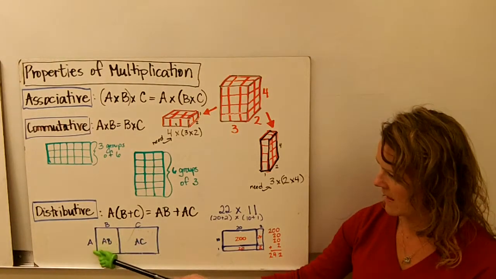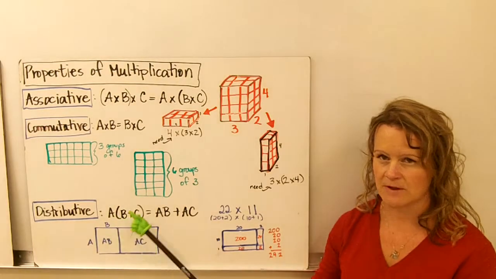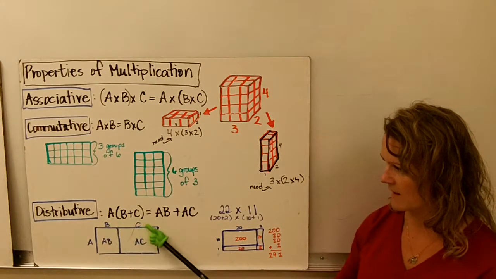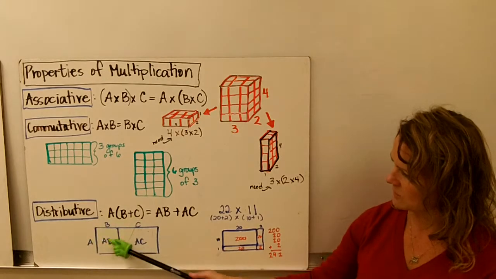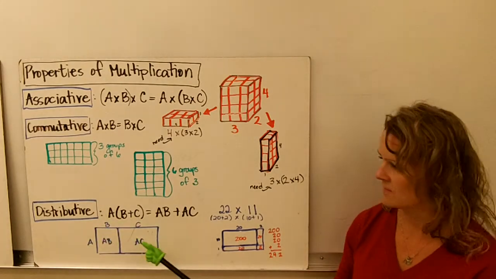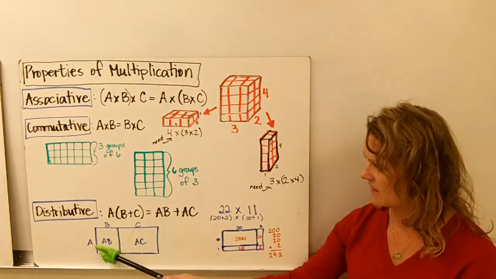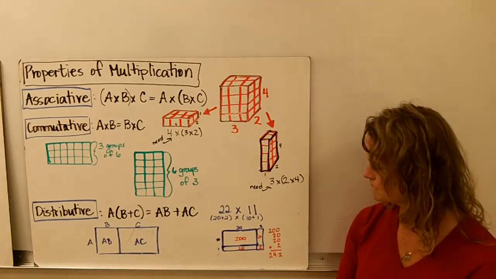So we're showing A times B plus C, sort of thinking about length times width. A could be our width here, and B plus C would be our length. So we're just going to multiply A times B plus C. In this section, we multiply A times B and get AB. In this section, we multiply A times C and get AC. So now we can see that A times B plus C is equal to AB plus AC.